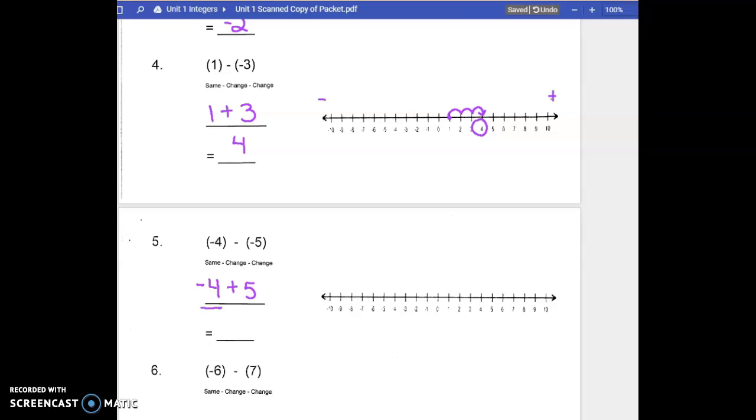So I'm going to start at negative 4. And I'm going to add a positive 5. Again, my positive numbers are in this direction, my negative numbers are in this direction. So if I'm going positive, I have to go this way 5 spaces because I'm adding 5. 1, 2, 3, 4, 5. And I don't know if you can see that, but that's really a 1 here. So you should get positive 1. So negative 4 plus 5 is positive 1, or negative 4 subtracting negative 5 is positive 1. Same thing.